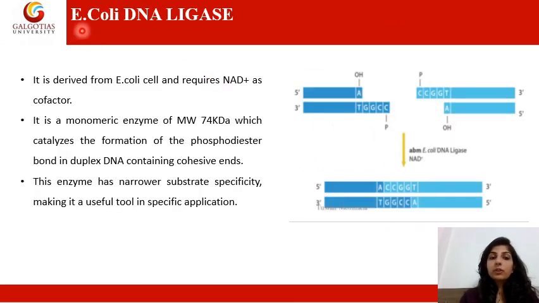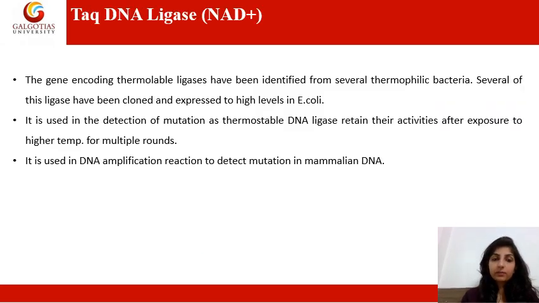Now if we talk about E. coli DNA ligase, it is derived from E. coli cells and requires NAD+ as cofactor. It is a monomeric enzyme having a molecular weight of 74 kilodalton, which catalyzes the formation of the phosphodiester bond in duplex DNA containing cohesive ends. This enzyme has narrower substrate specificity, which makes it a useful tool in specific applications.